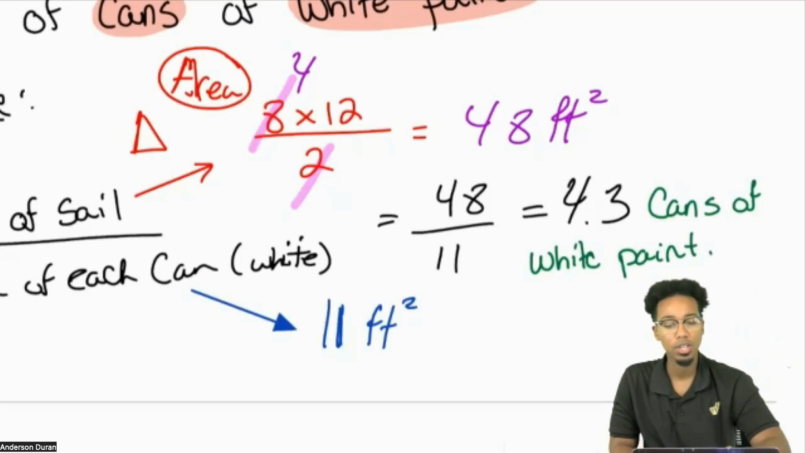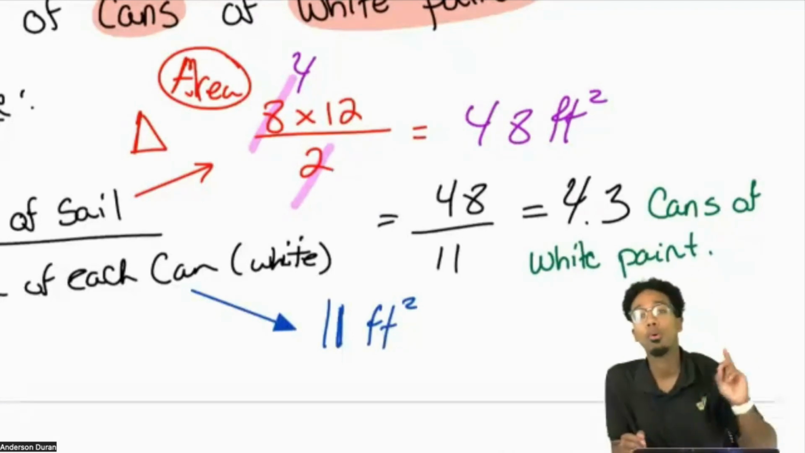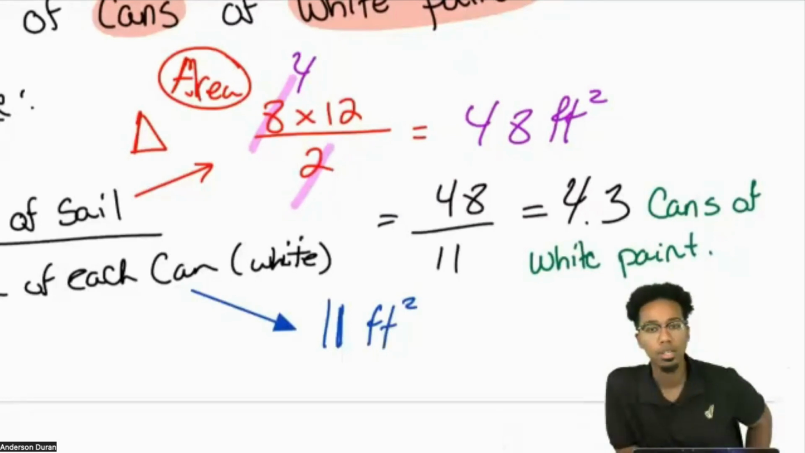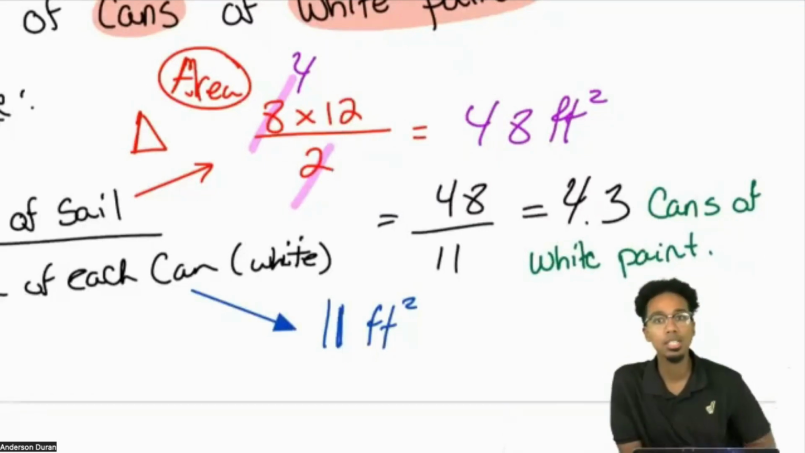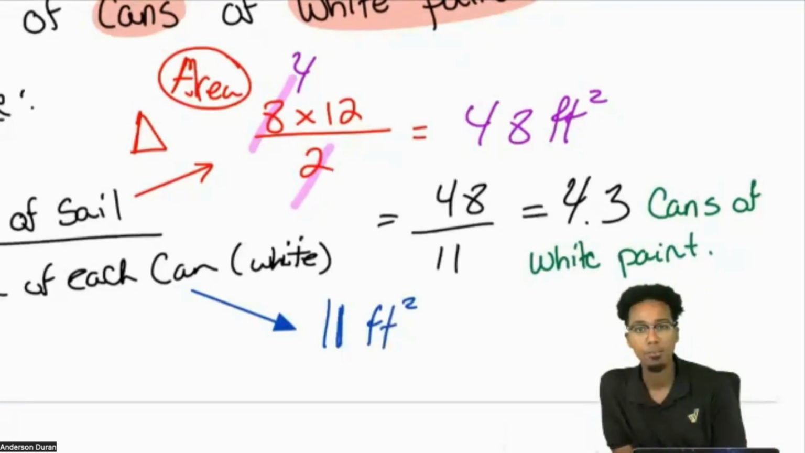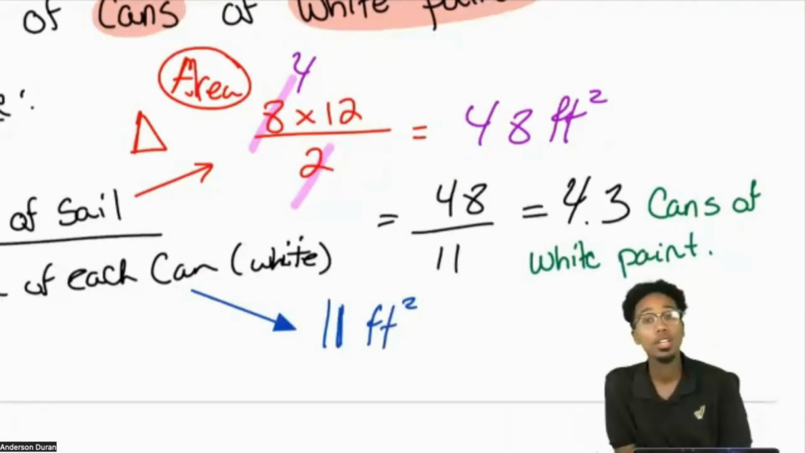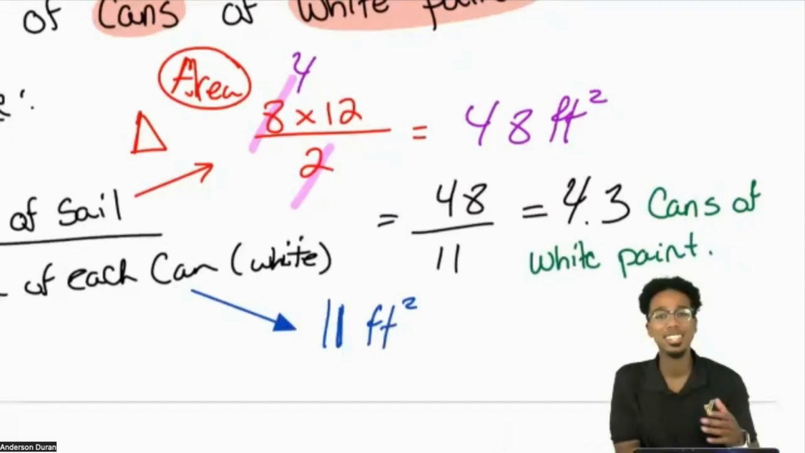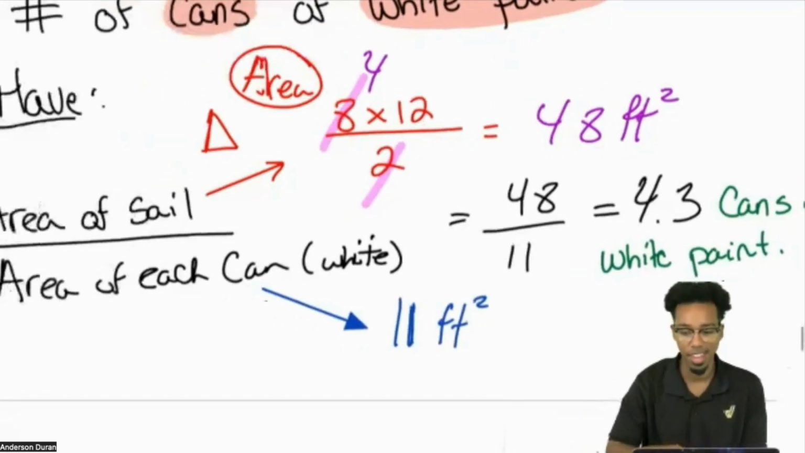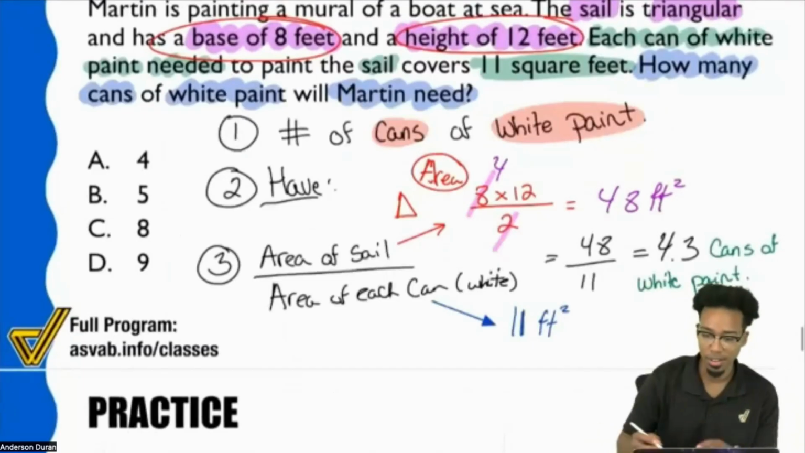Now, here's why the answer is going to be 5. If your sail needs 4.3 cans of white paint, and I only use 4 cans to try to cover it, did I completely cover it? Yes or no? No, right? If it needs 4.3 and you only use 4, you don't have enough. Can you buy a can of paint cut in half? I don't know if I've heard a dumber idea in my life. So we need to buy another can of paint to cover that entire 4.3. We've got to buy the fifth can. And so the answer will be 5.